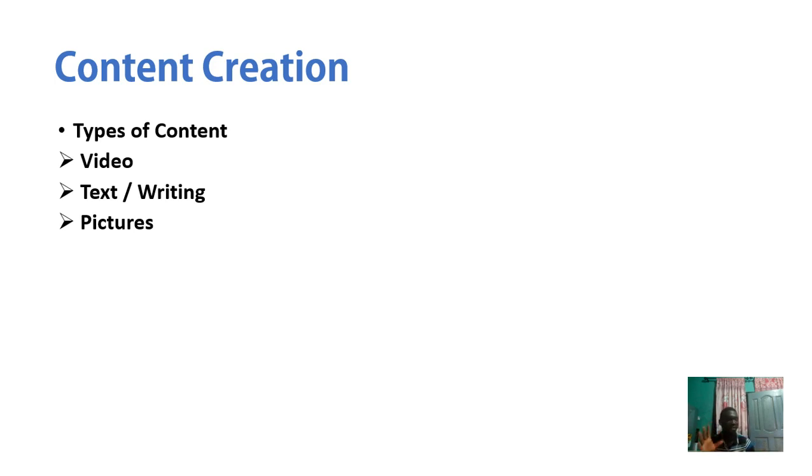Right, so we have pictures, and this is particularly related to those of you who want to blog about photography. You know, there are people who are photographers. Okay, so like I said, a blog is for everybody. Everybody needs to have a blog. You see, even if you are a cook, a photographer, a teacher, a nurse, you need to have a blog, talk about your work.